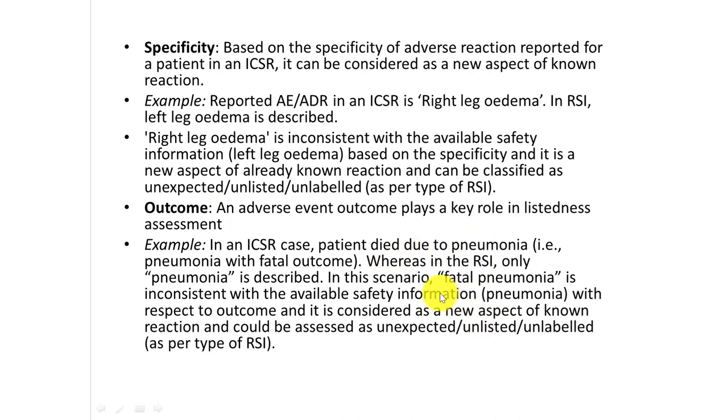Just keep in mind, if pneumonia caused hospitalization or medical examination was required, in that scenario it will be listed. But when it is a fatal outcome, it's a very severe kind of thing. The patient died due to that. So in pharmacovigilance, if you have experience, you will see that in the RSI it will be clearly mentioned that fatal pneumonia may occur, or they will mention that XYZ adverse reactions may cause the patient to die, or some adverse reactions caused fatality in some of the patients. That is the case when you will consider it as listed. Otherwise it will be unlisted, though it is available in the RSI.